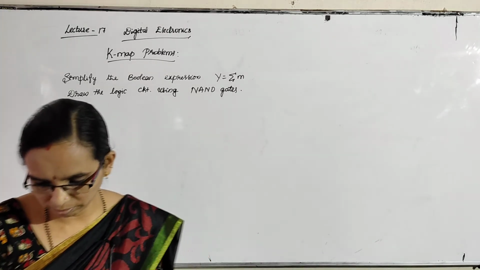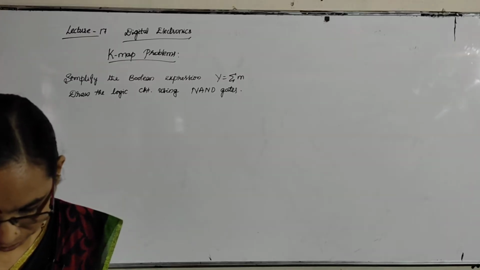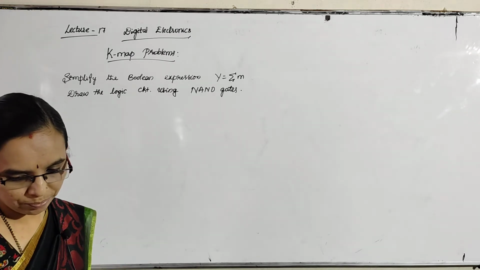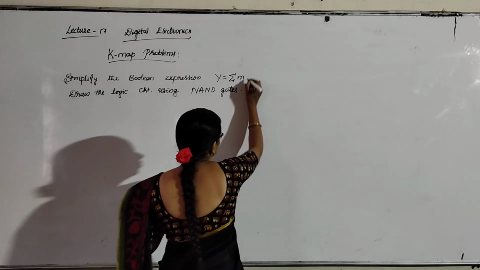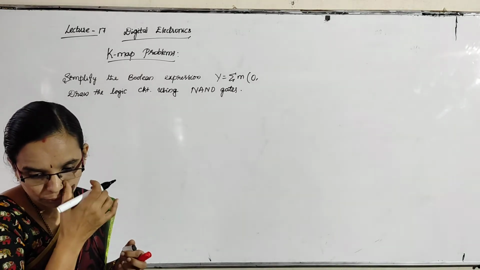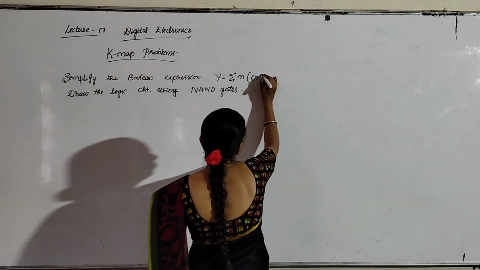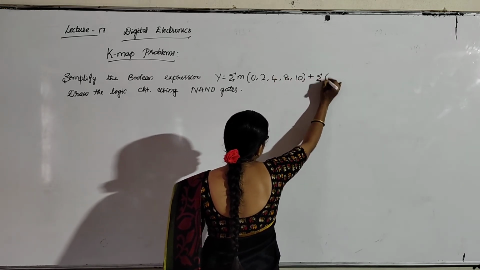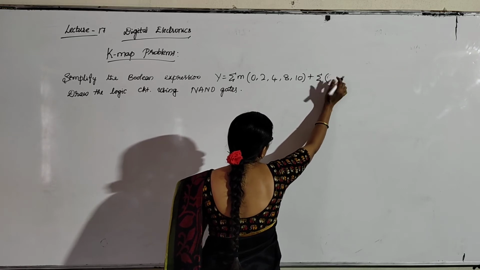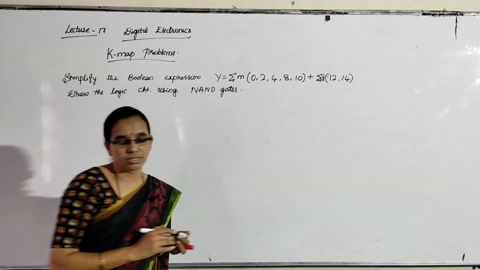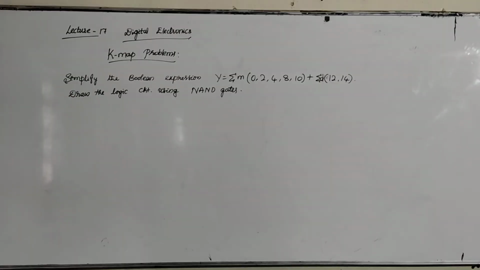Next problem: simplify the Boolean expression, summation of 0, 2, 4, 8, 10 plus summation of 12 and 14 don't care conditions. Try to draw the plot, sorry, K-map.